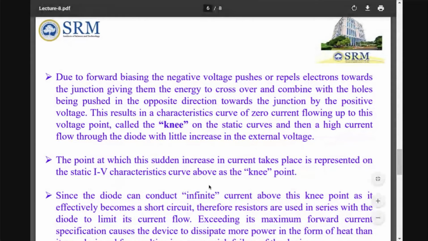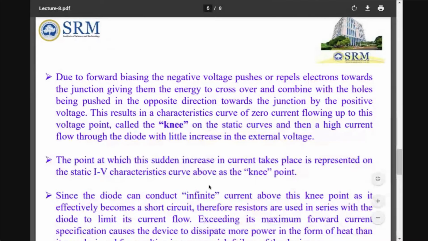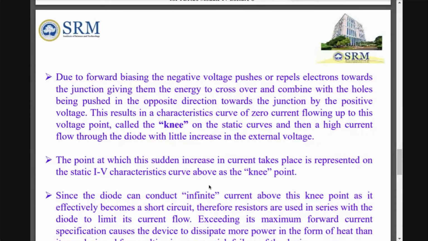So this knee point: in the characteristic curve the current goes on increasing, but at one stage where the voltage reaches the knee on the static curve, a high current flows through the diode, with only a small variation in voltage for a little increase in the external voltage. The point where this sudden increase in current takes place on the IV characteristic is called the knee point, and the corresponding voltage is the knee voltage.